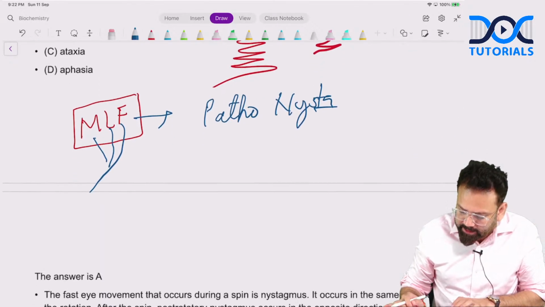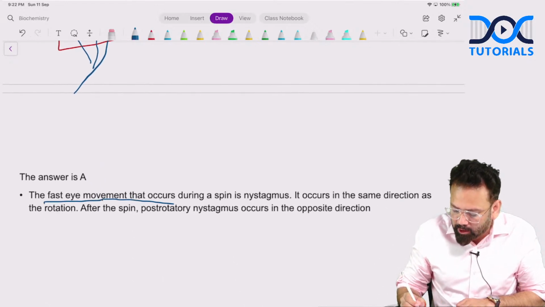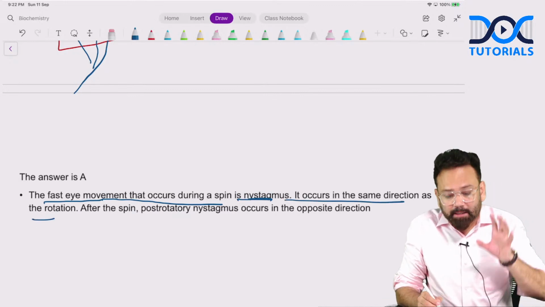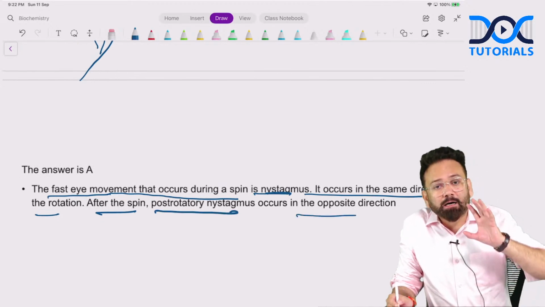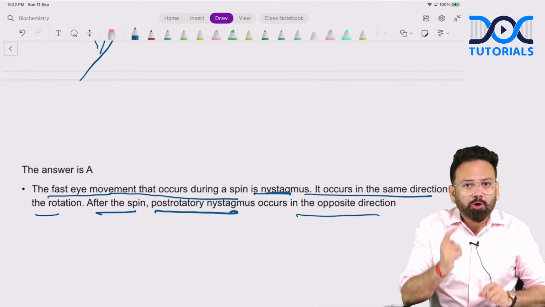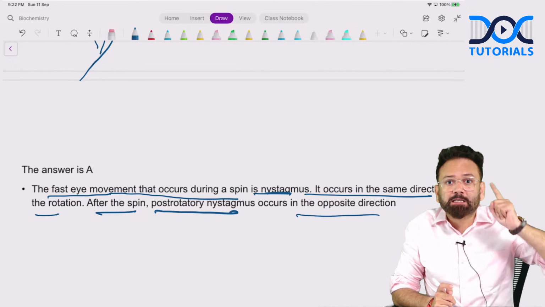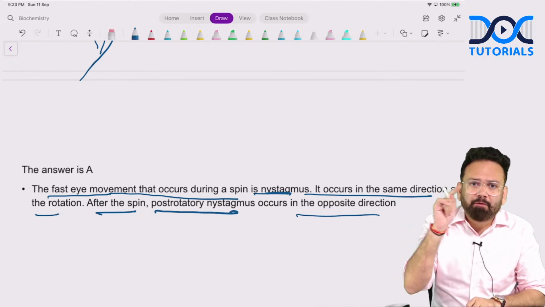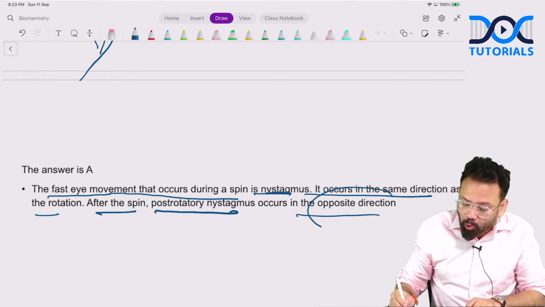Post-rotatory is, see, the fast eye movement that occurs during the spin is called nystagmus, and it occurs in the same direction as the rotation. But after the spin, post-rotatory nystagmus occurs in the opposite direction. If you are spinning, your eyes will spin in the same direction. This is called rotatory nystagmus. But even after you stop, for some time, you keep on having post-rotatory nystagmus in the opposite direction.